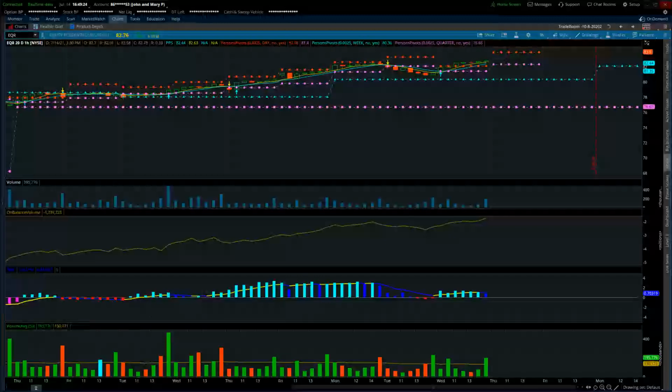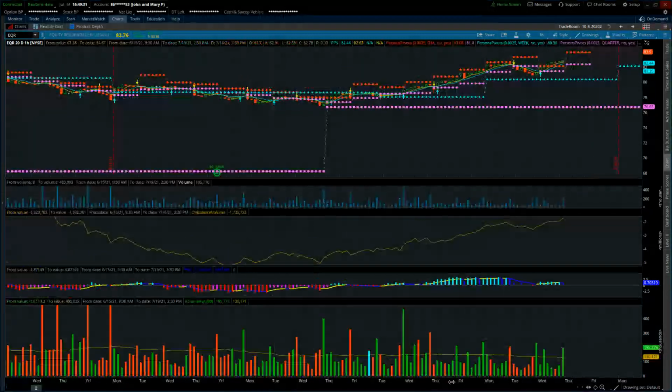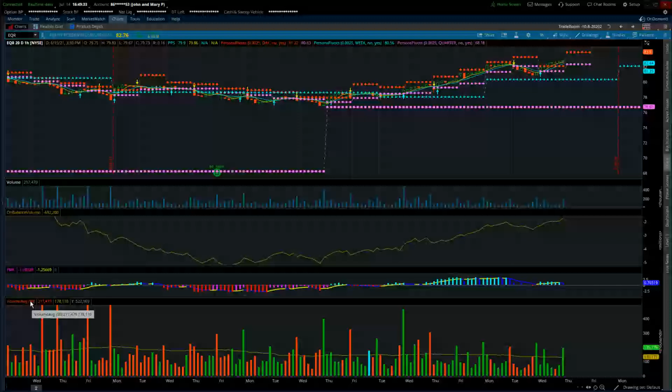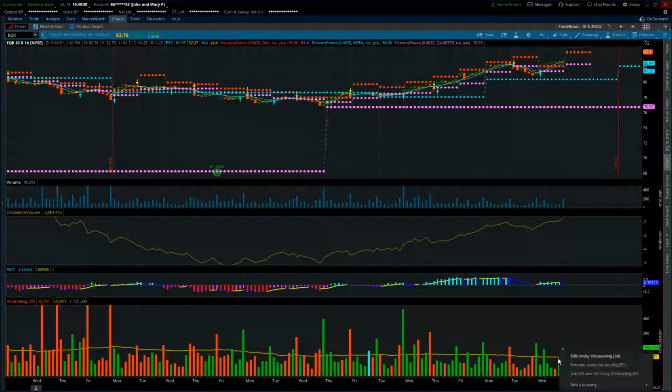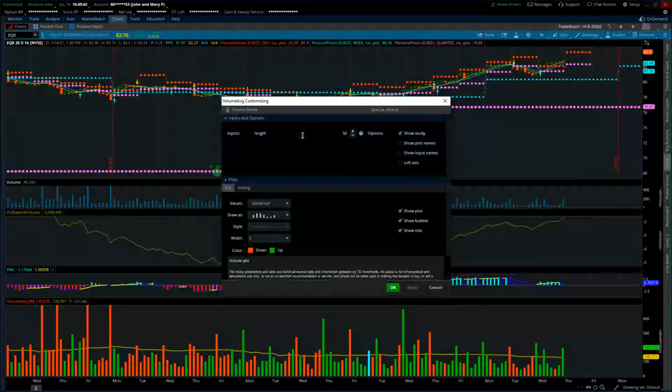This volume average tool is a kind of interesting thing that's another one of a John Person thing over there that they use. They put up a 50-period moving average. So here's your volume, and basically this is what I was explaining. Go over here to edit and the length. And if you want, you can just change this over, hit 10, and hit OK.